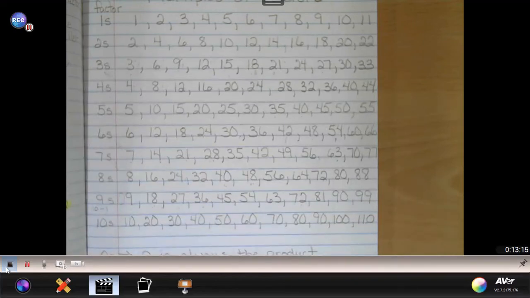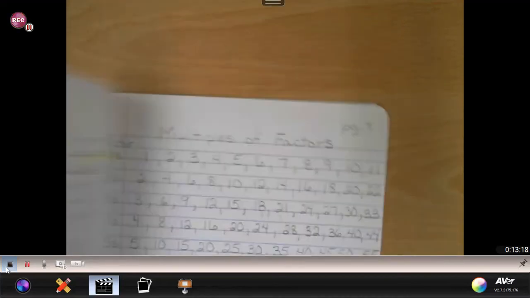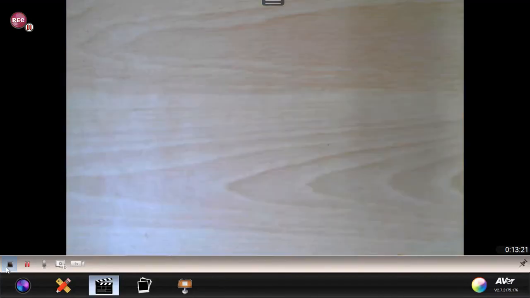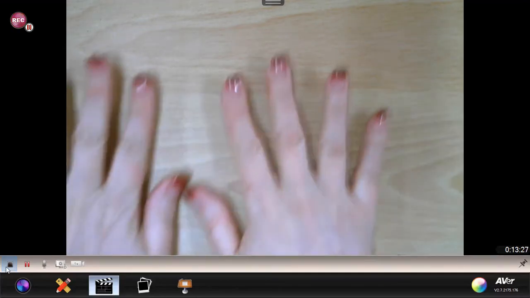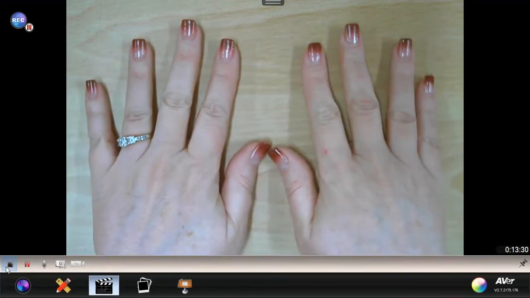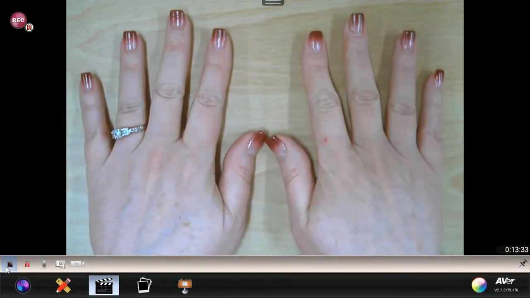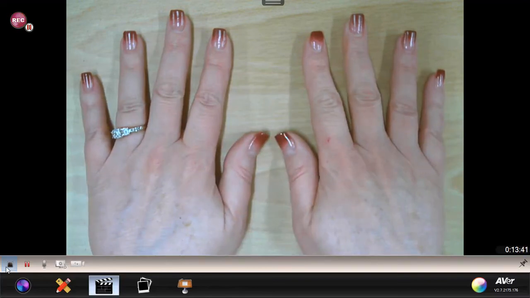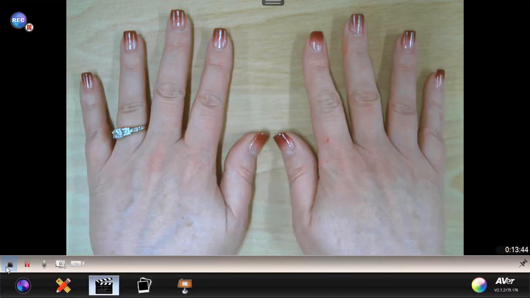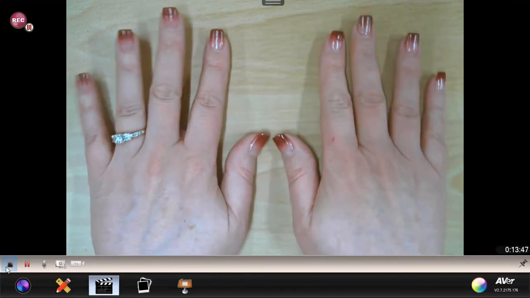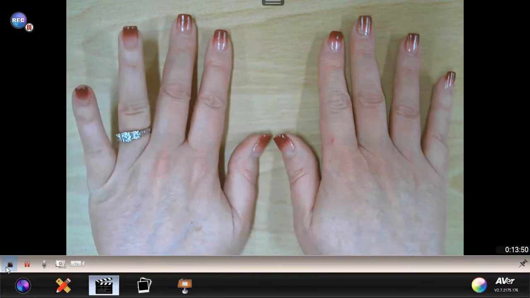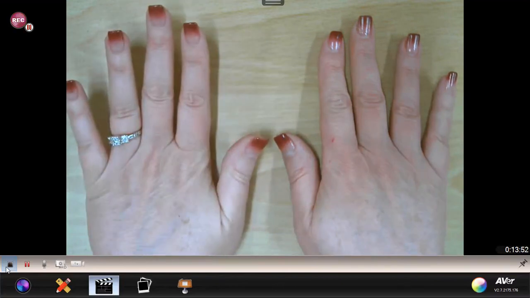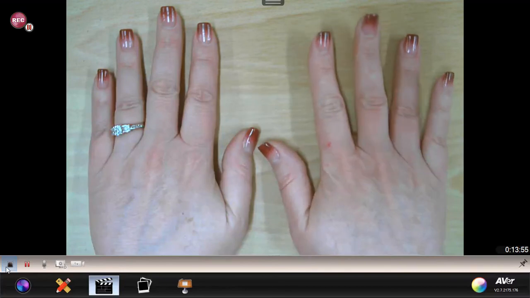Another little trick of the trade is, and some parents have already shown this to some students, but using that idea of 9, you have 10 fingers, and since you have 10 fingers, this works out with 9s because you take 10 minus 1 and you get the other fact. So let's say, for example, I wanted to know what 9 times 3 was. So going from left to right, this is my 1 finger, 2, 3, 4, 5, 6, 7, 8, 9, and 10.